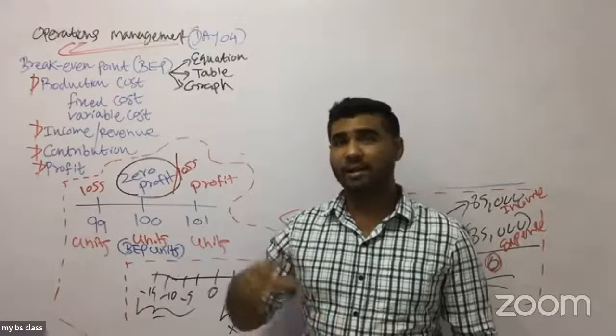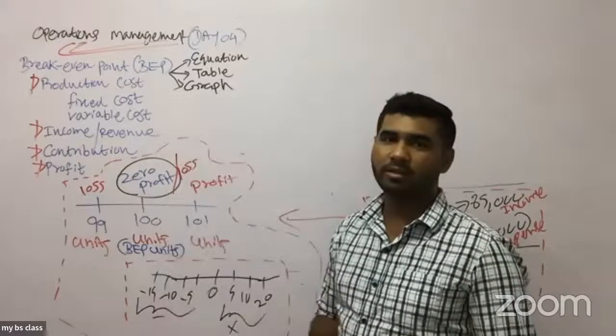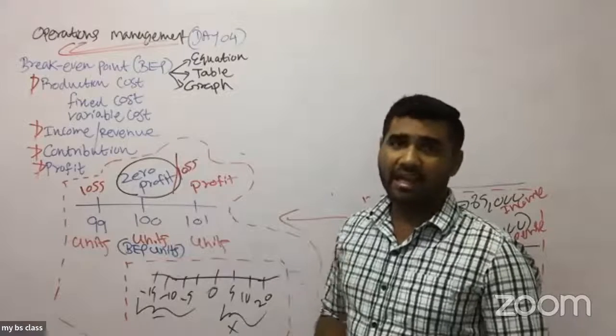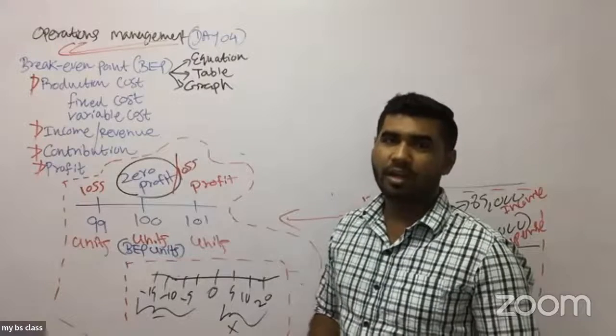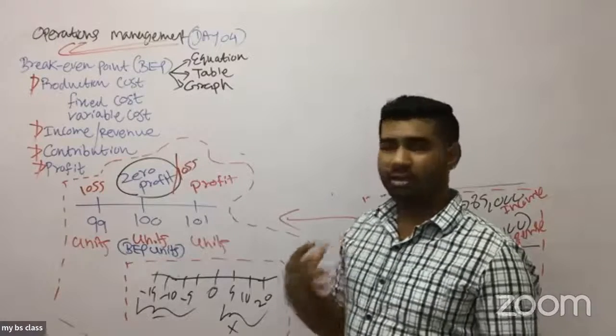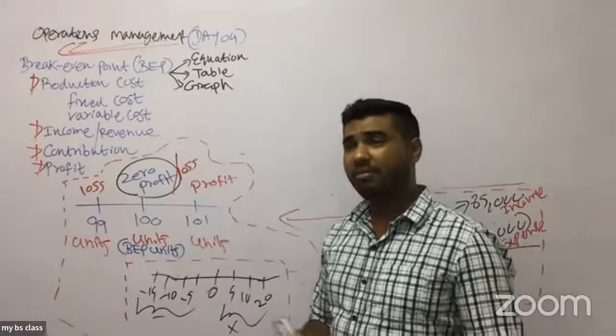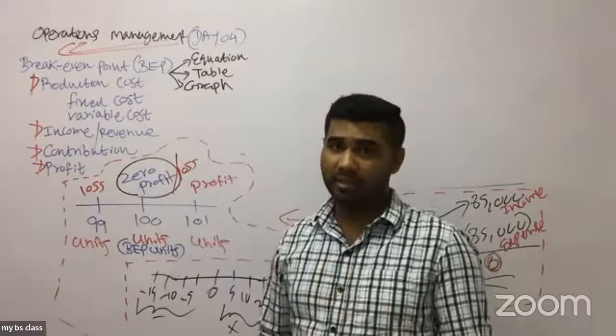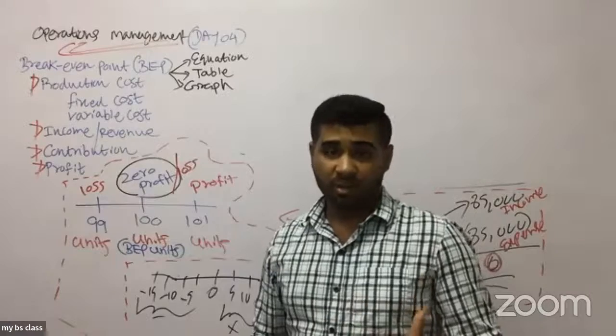The production cost we can divide into two parts: fixed cost and variable cost. Now, what it means by fixed cost is that it doesn't matter whether you do production or not, the cost would be fixed.